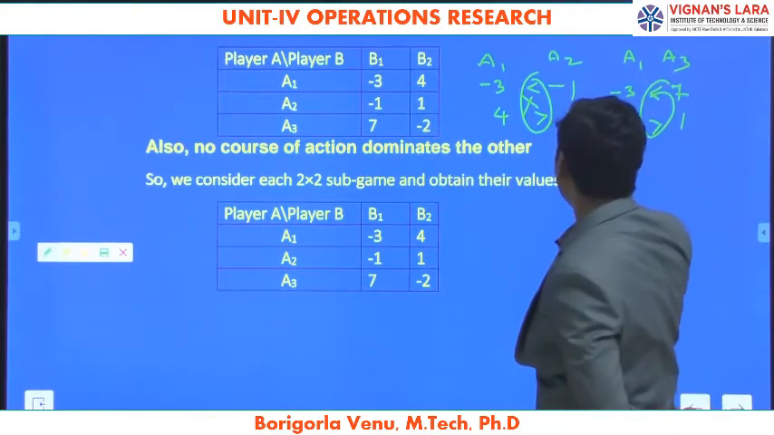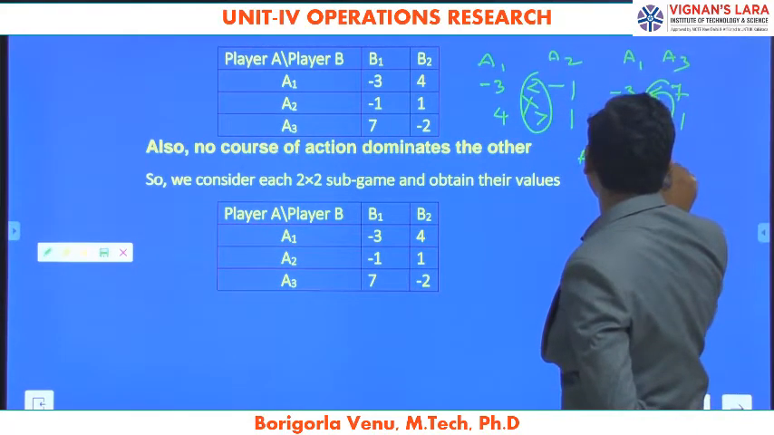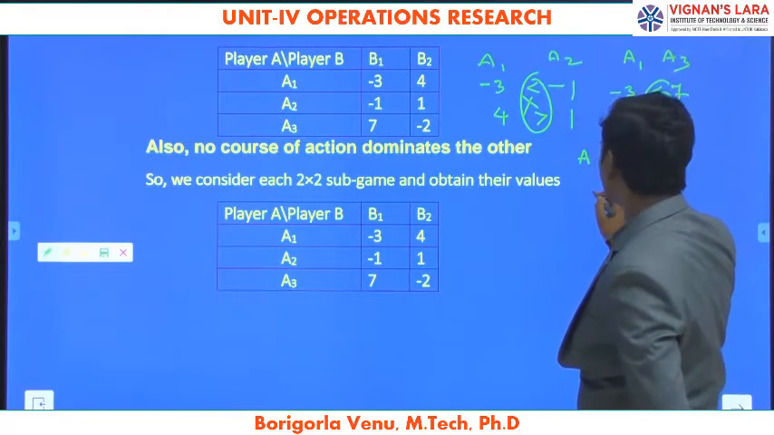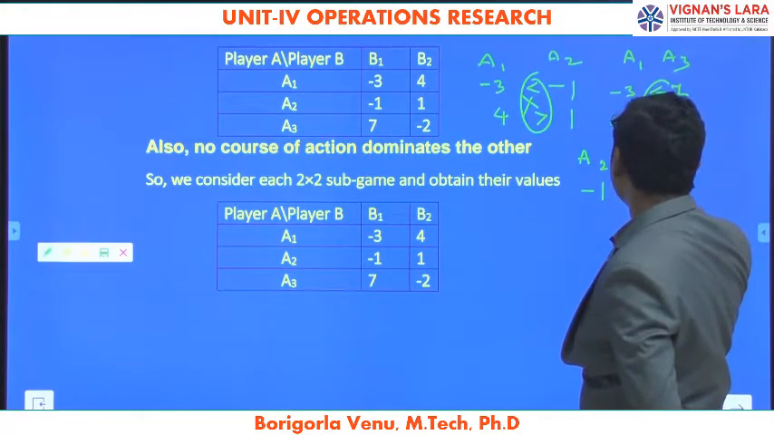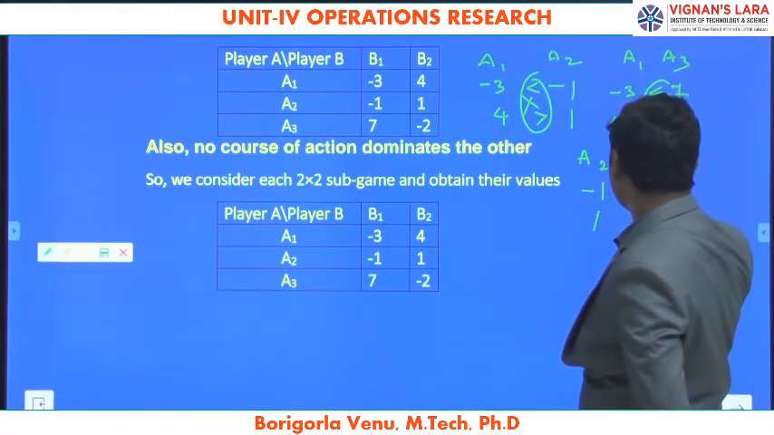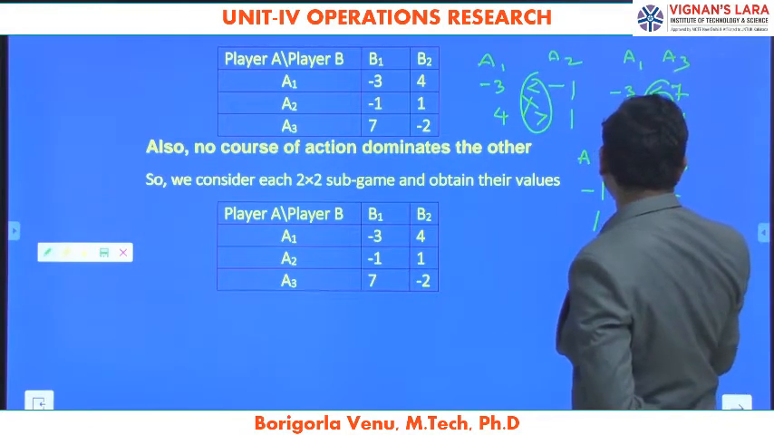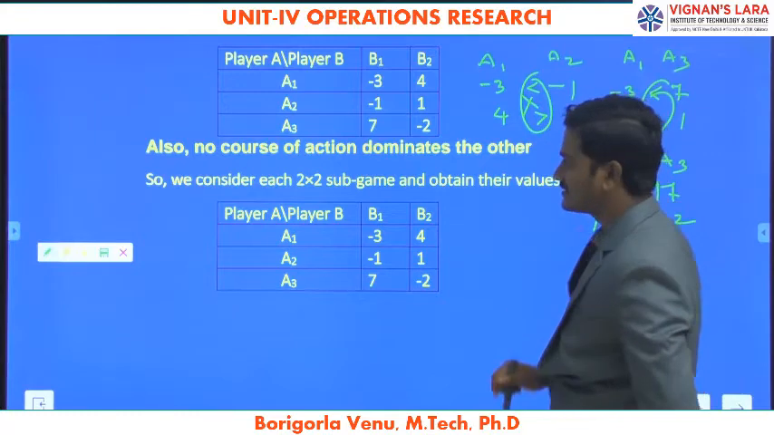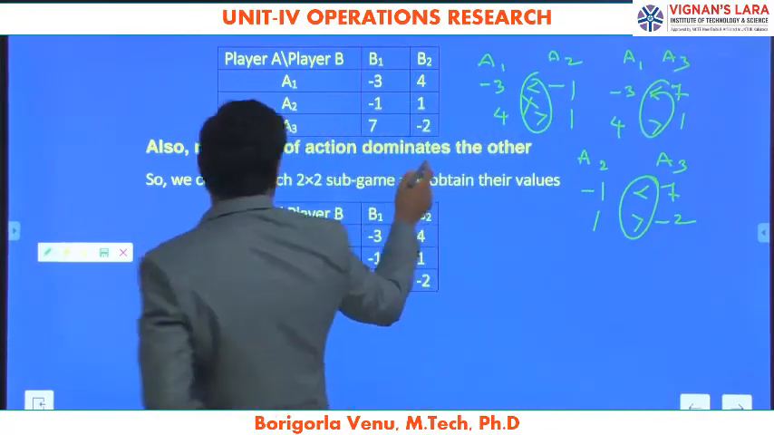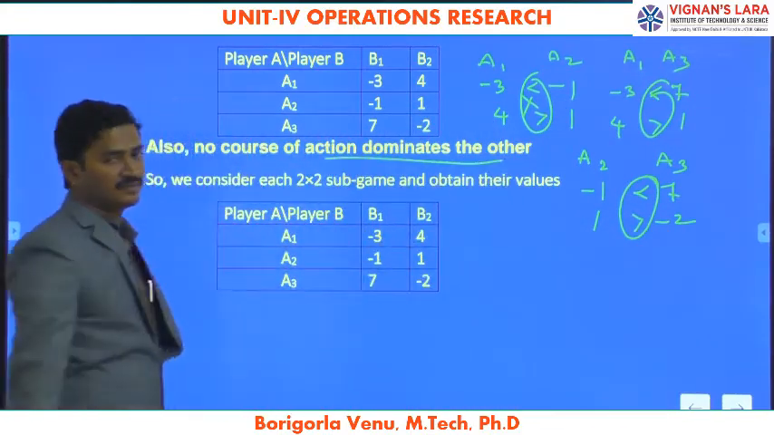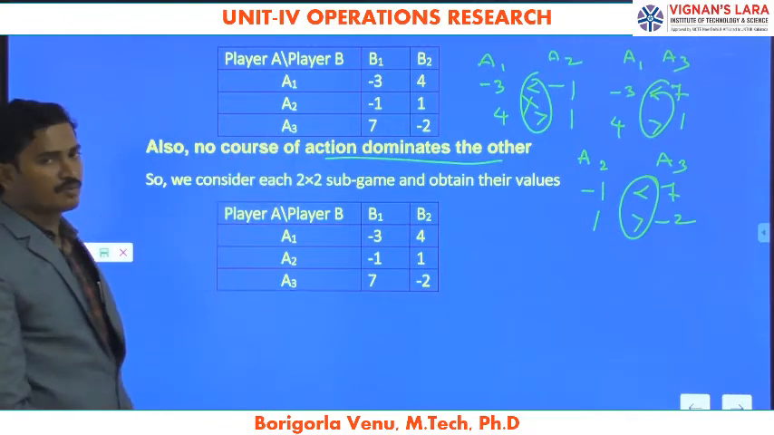Again we are going to check A2, A3. Here A2 has minus 1 and 7, A3 has 1 and minus 2. So here it is less than, it is greater than. Here also the condition is not satisfied. So no course of action dominates the others.